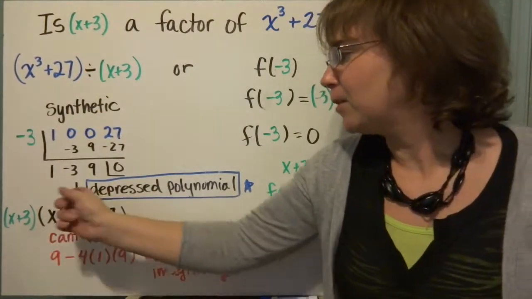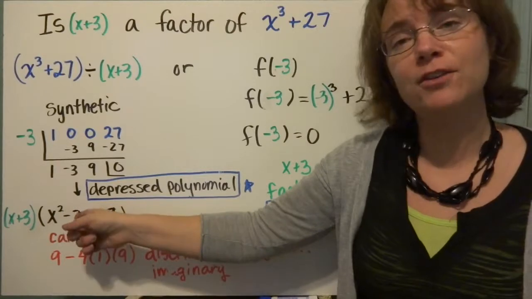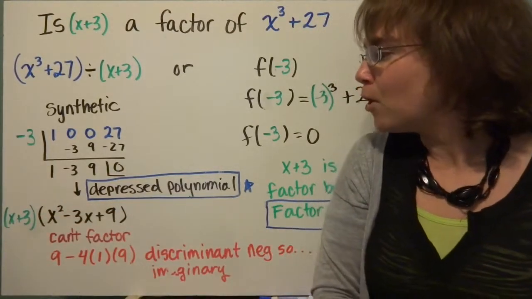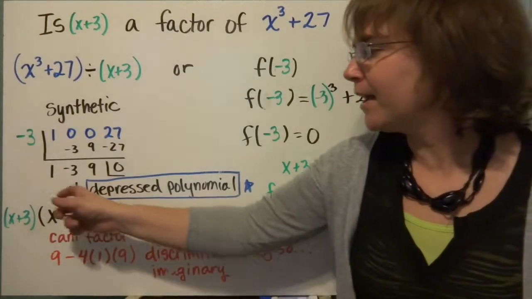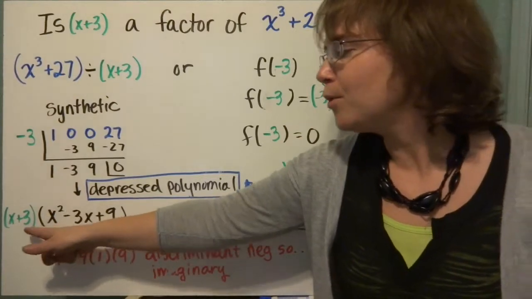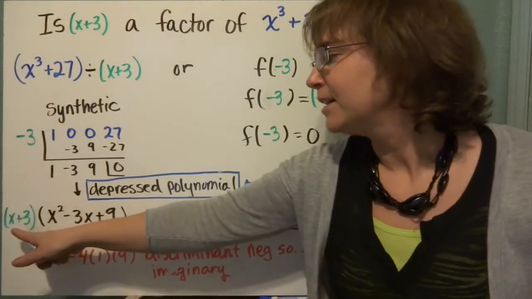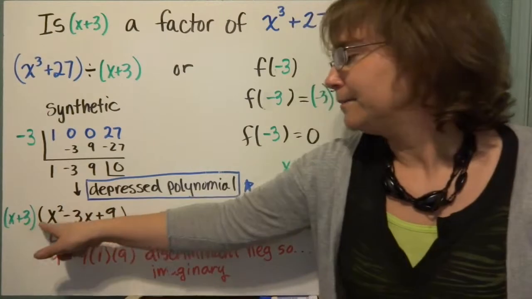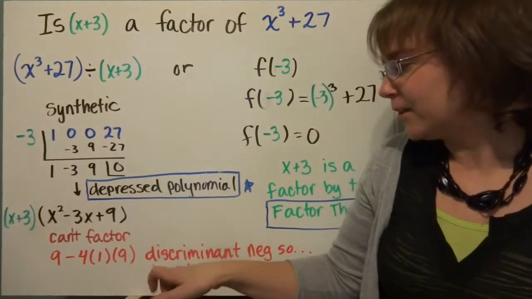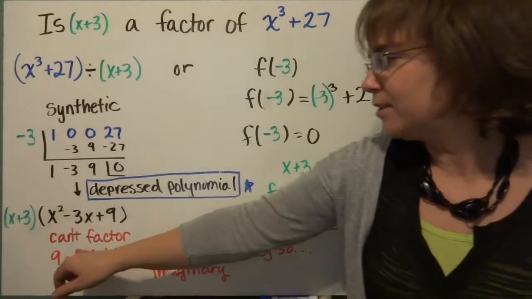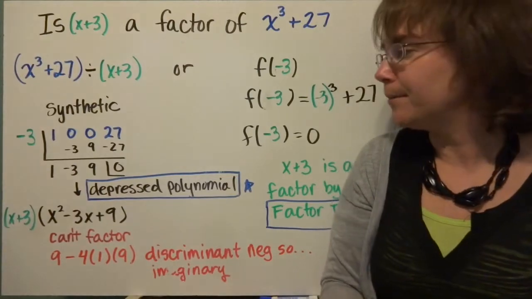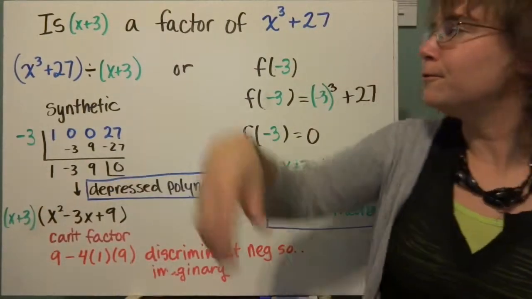So this depressed polynomial is very handy, especially if you needed to factor this more. This, however, doesn't factor. So if I'm only finding my rational roots, I know I'm not going to have any more rational roots if I can't factor this. So x plus 3, and then I have parentheses, and this doesn't factor. And I can tell it doesn't factor by looking at the discriminant. When I do the discriminant, I find that it's negative, and I'm going to get some imaginary numbers. So this would be in factored form.